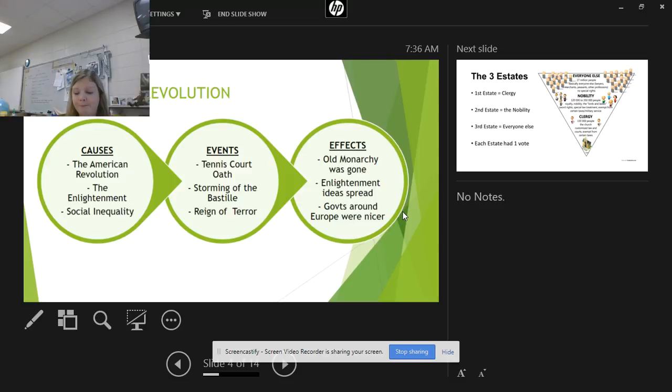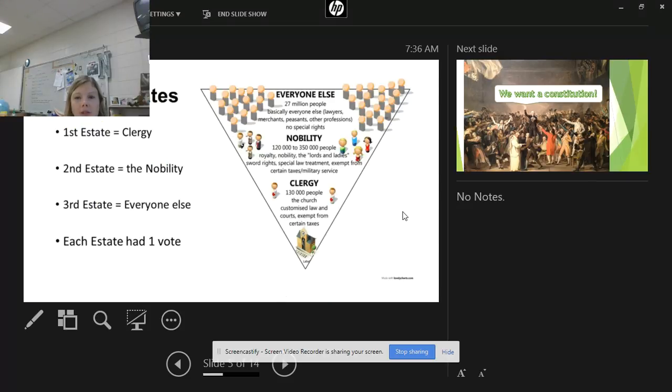So moving on from there, please remember the three estates. You had the first estate was the clergy, or members of the church. They owned about, I think it was 15% of the land, didn't pay any taxes, had a lot of money. The second estate was nobility. There's our lords and ladies, people that were related to the king somehow. They owned about 25% of the land, had a whole lot of money, didn't pay any taxes.